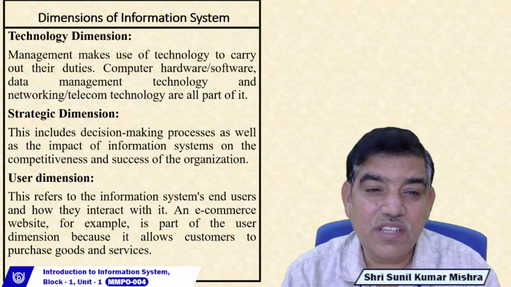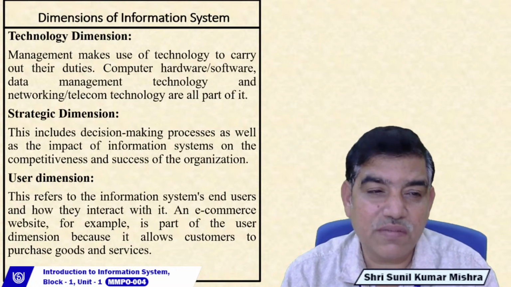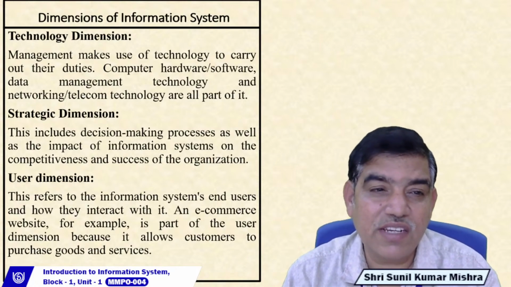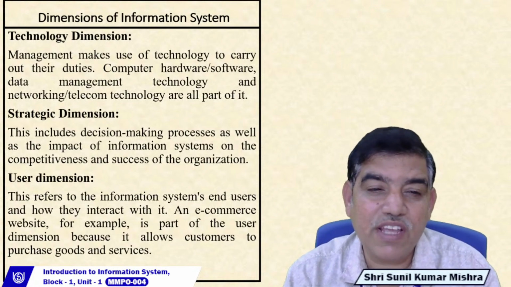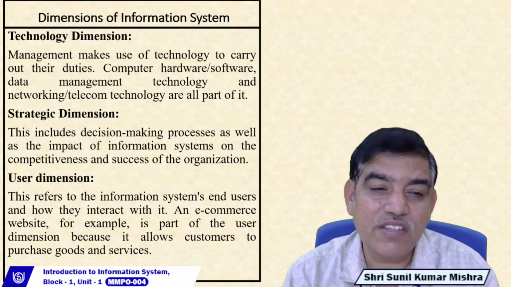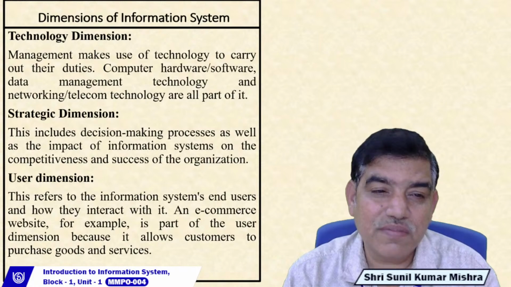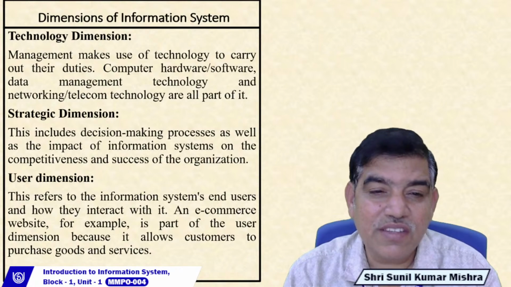So this includes the decision making process as well as the impact of information system on the competitiveness and success of the organization. Again, I am explaining the strategic dimension with a suitable example. Suppose we have 10 business stores in a particular city, and every day the transactions come and are stored in one central repository system, means a database, or it may be a data warehouse.